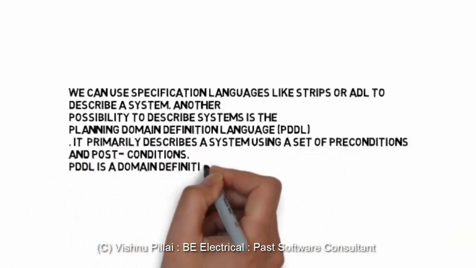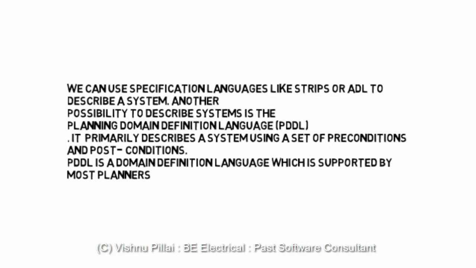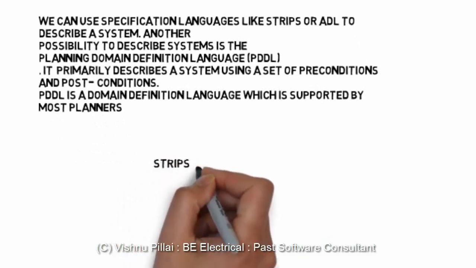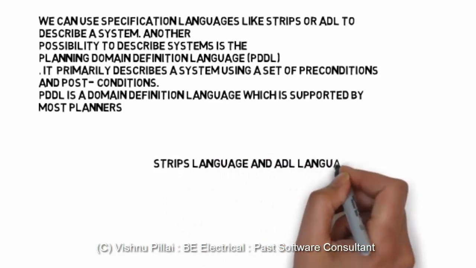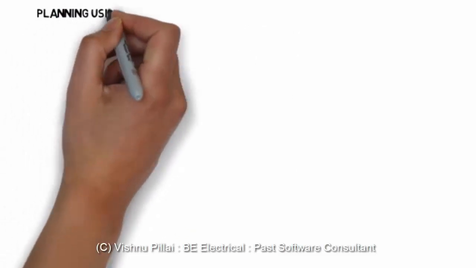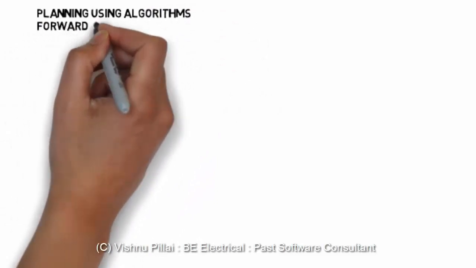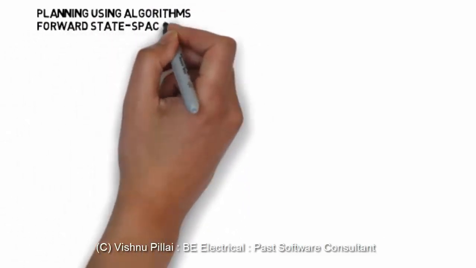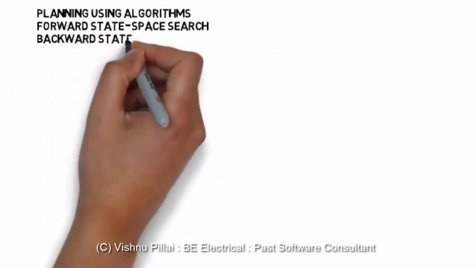So we can use specification languages like STRIPS or ADL to describe a system, and another possibility to describe a system is the Planning Domain Definition Language. It primarily describes a system using a set of preconditions. So specific languages like STRIPS or ADL can be used to program in a way that takes the precondition into consideration. STRIPS is one language and ADL is another language which is primarily considered while dealing with situations or programming using the planning functionality or the planning algorithms.